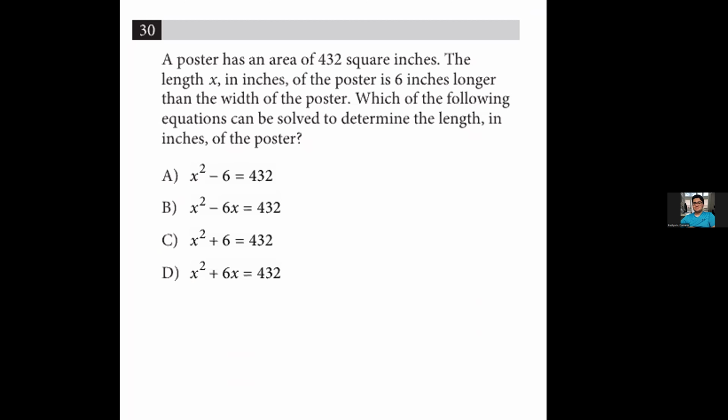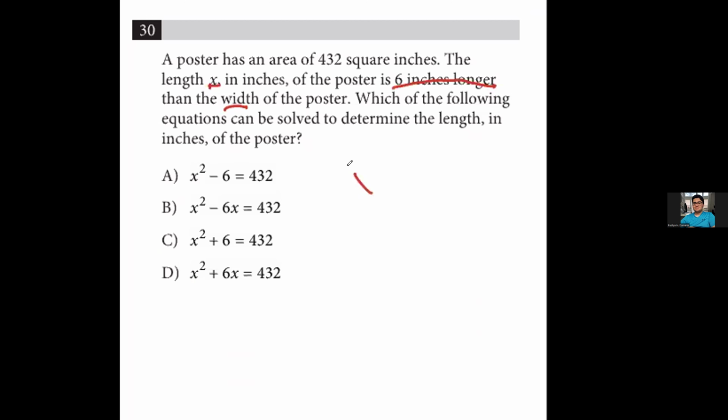Okay, so for question 30, we're told the length is 6 inches longer than the width, and the question asks which of the following can be used to determine the length of the poster if the length is X. Well, in this case, the area 432 is the final answer, and the length is 6 inches longer than the width.